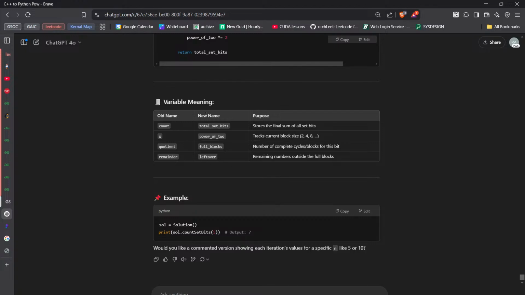Variable meaning: count. Total stores the final sum. Power of 2 tracks the current block size. What do you mean by block size?